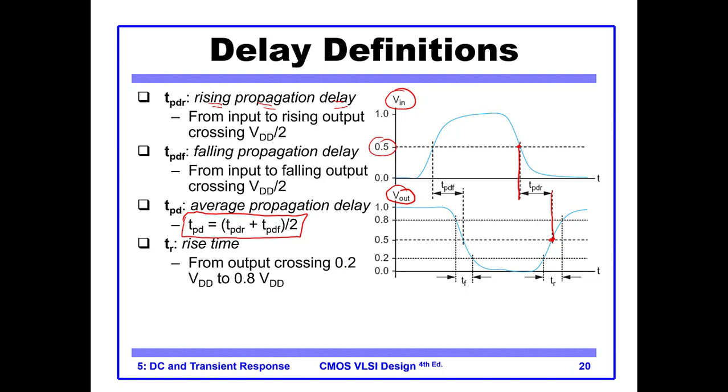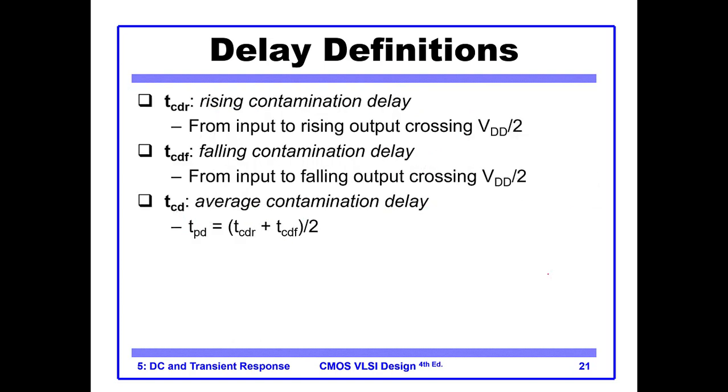Then we have the rise time from output crossing 0.2 VDD to output reaching 0.8. So this point is the point when the output crosses 0.2, and this is the point when it reaches 0.8. So in between this time is our rise time. Similarly, the fall time is from the 80% of VDD to 20% of VDD. Okay.